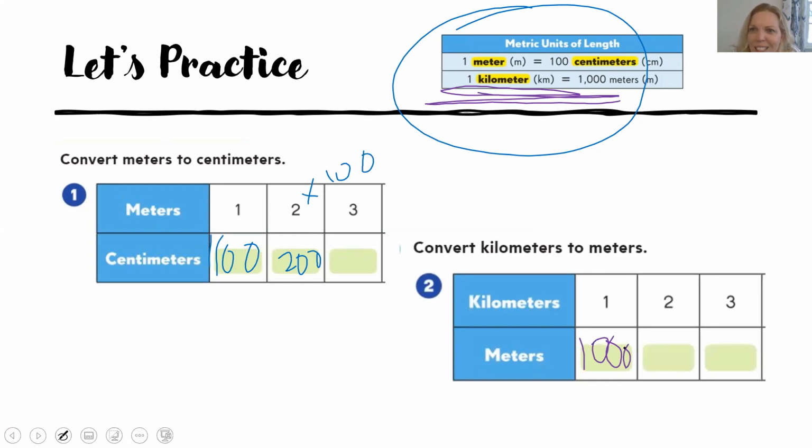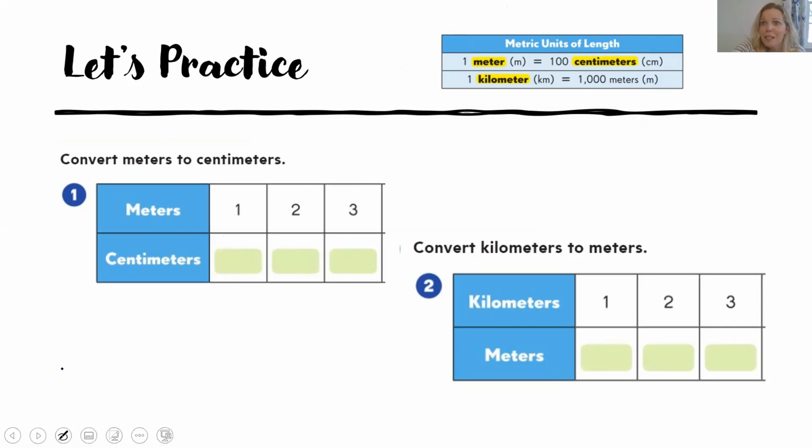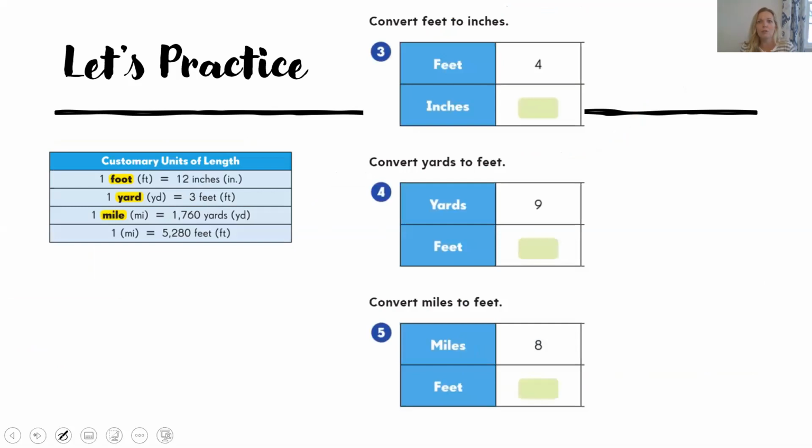What? Don't you know? Yeah, 2,000 kilometers. You should be able to answer for that. That is part of your homework, my friends. If you can use the chart, you should be able to solve.